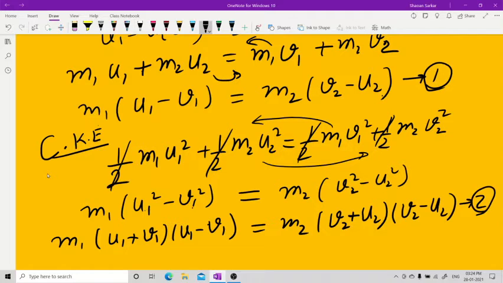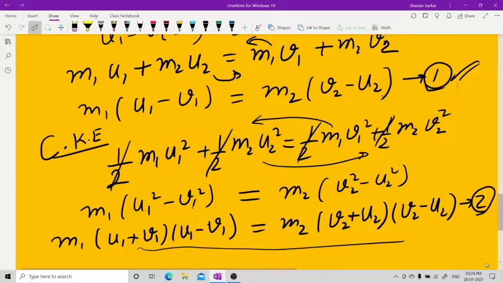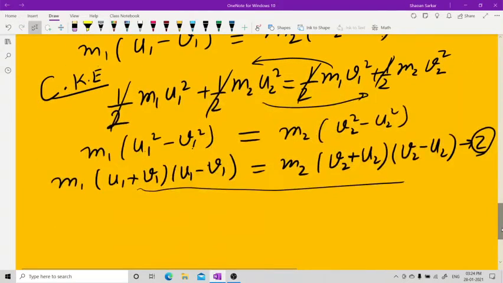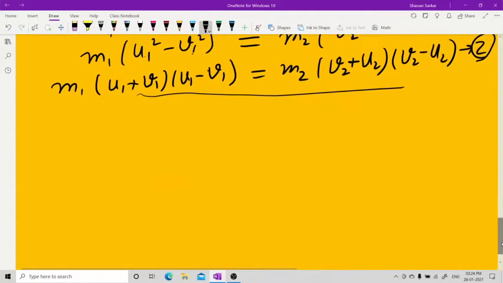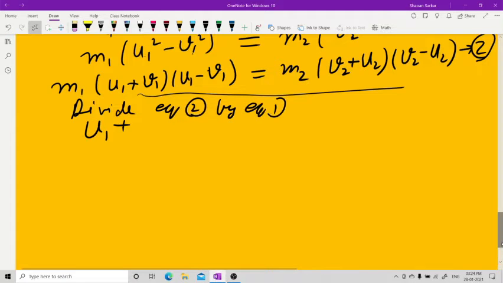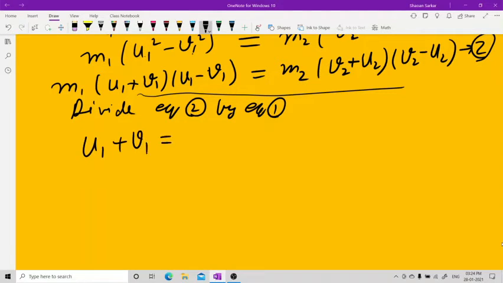Divide 2 by 1. Divide this equation by this equation. So m1 and m2 will just cancel out. What you are left with, let me take a little more space. Yes, you are now left with, let me write, divide equation 2 by equation 1. Once you divide, you are left with, let me take it a little down. Yes, here it is. u1 plus v1 is equal to v2 plus u2. That's all. You are left with this equation now.